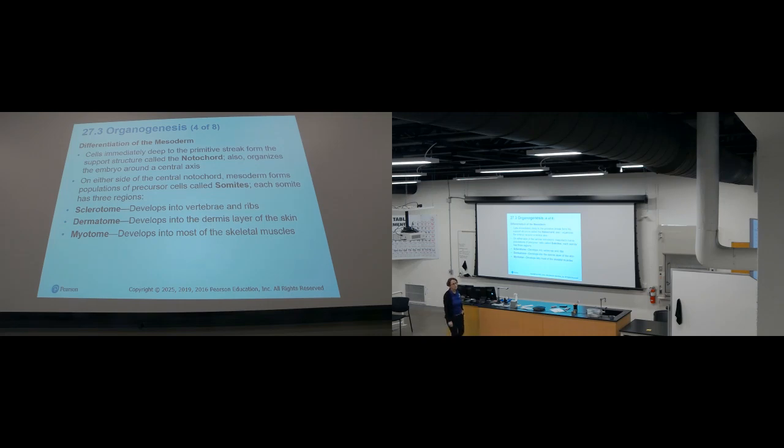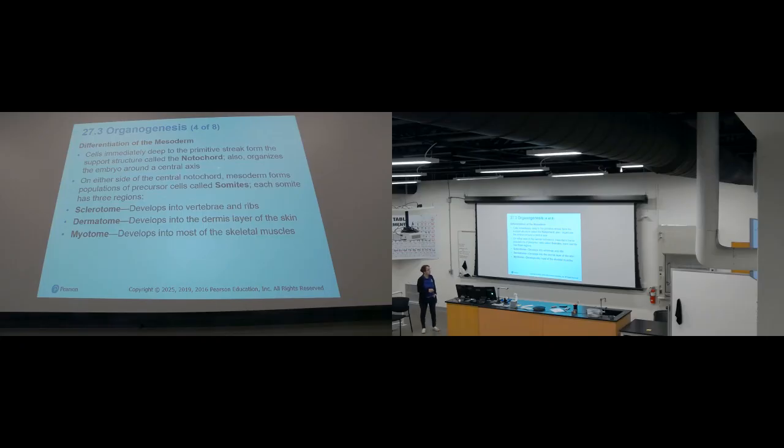Now about the mesoderm. So for the mesoderm, you have cells that are immediately deep to this primitive streak that forms from this epiblast migrating in between the epiblast and the hypoblast. And they form a structure that is going to be called the notochord. And that is going to organize the embryo around a central axis. And then on each side of the central notochord, which by the way, is going to be a source of signals for development, for bilateral development.